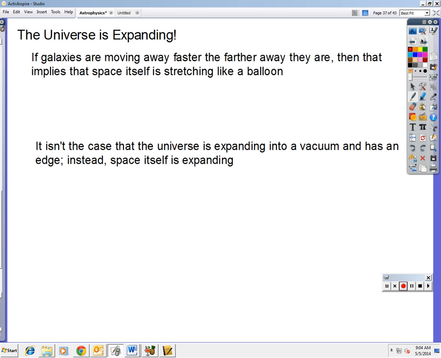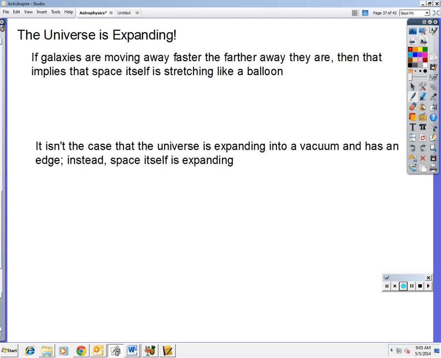And a very common misconception: it's not like the universe is expanding into a vacuum, in which case there would be an edge to the universe. We're pretty sure that's not the case. But instead, space itself is expanding. Again, the balloon metaphor. Space is not like the interior of the balloon, it's like the exterior of the balloon. The balloon's surface does not have an edge. It's finite. You can calculate its surface area.